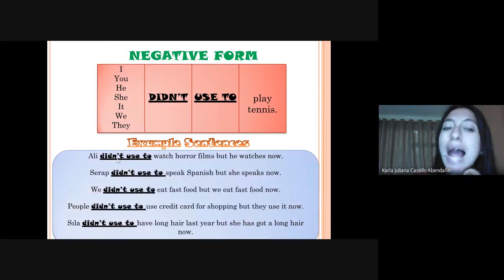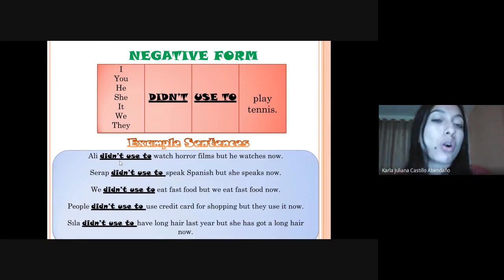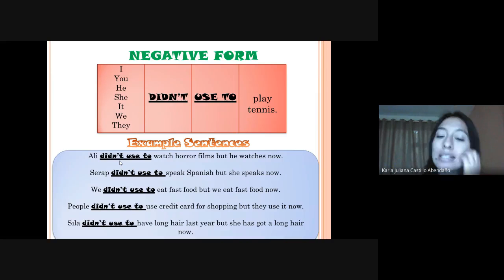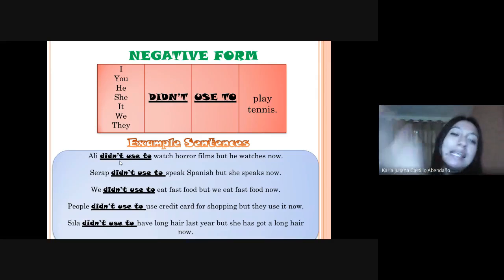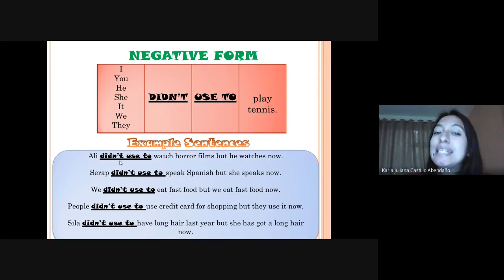What does it say? "Ali didn't use to watch horror films, but he watches now," right? Ali, in the past, in the old days, didn't watch horror movies, but now, in the present, he watches them, right? So that is the thing. This is the formula. We are just going to add "didn't" or "did not" before "use to." And as we already have the auxiliary, we don't have the letter D.